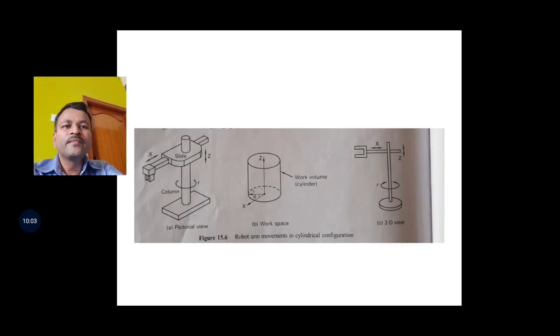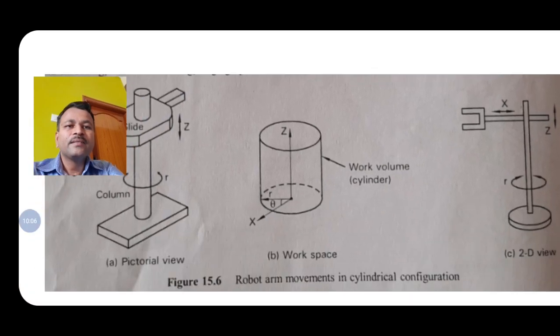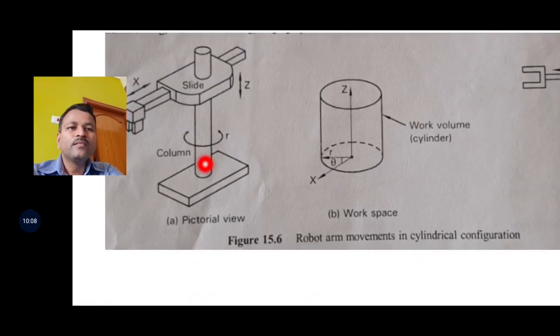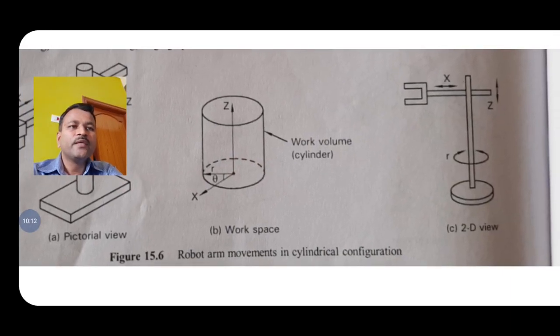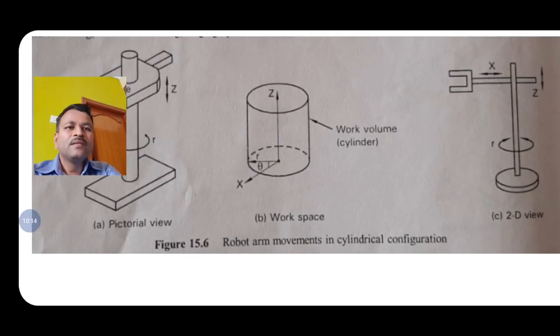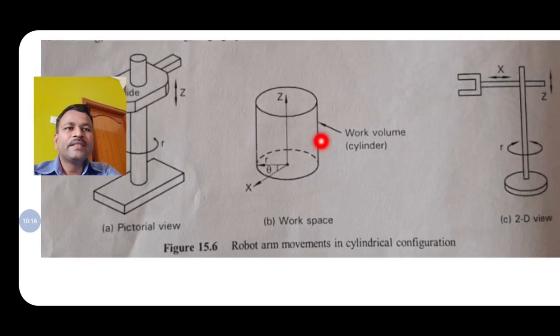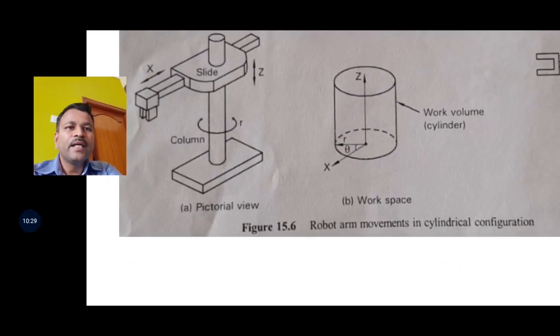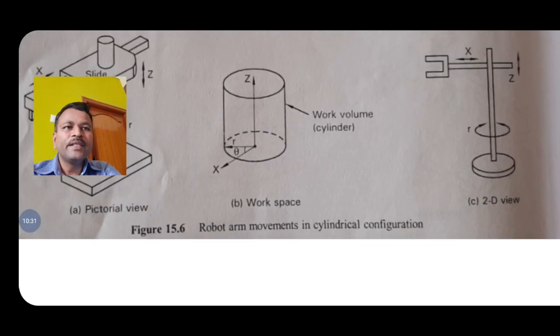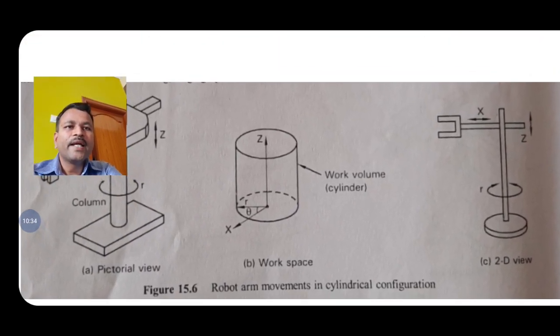I will show you the figure. See here, this is a pictorial view. As I told you, you can omit this in the examination. Only this figure and this figure you can draw. Now this is the work volume, the cylindrical volume. From this, this is the x direction and this is the z direction. Only two directions are there, so it will move in this only, and it can rotate. The arm can rotate.